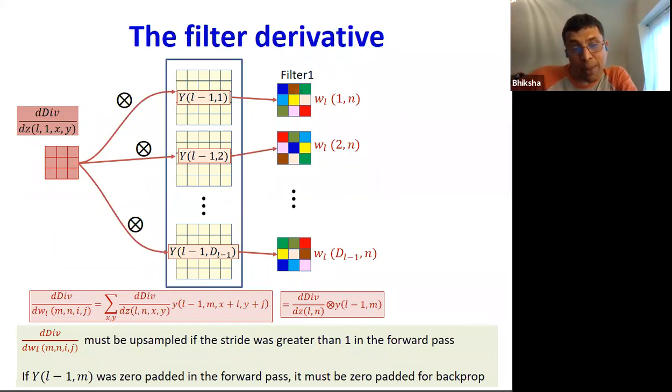Now, what happens if the stride was greater than 1? You're going to have to do the same thing as before. You're going to have to upsample this fellow before you perform the convolution, because you always want to work with the derivative map for the full affine map and not the downsampled affine map.